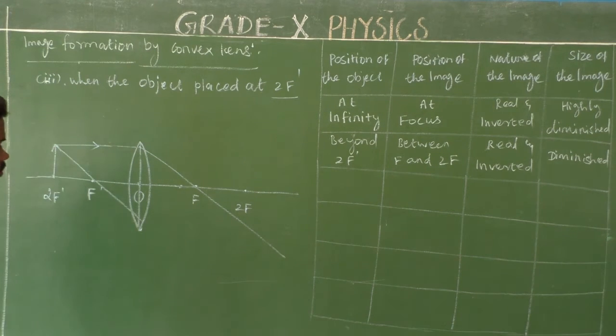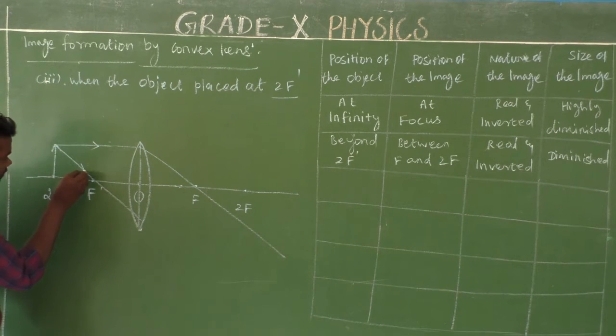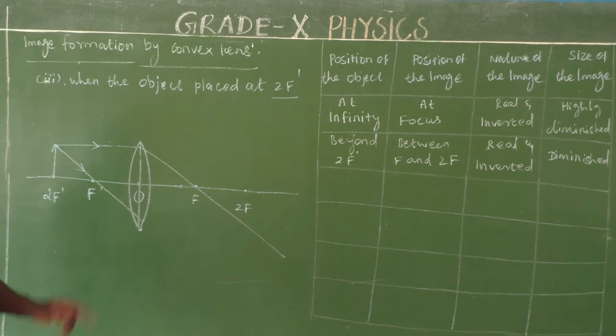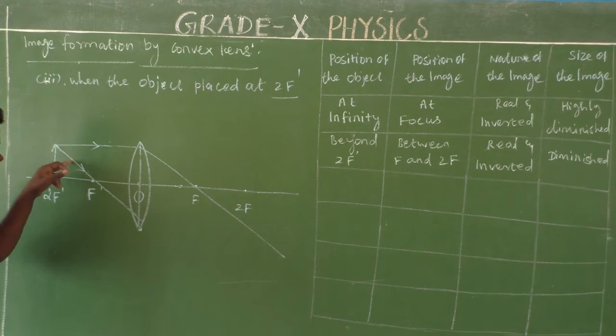Okay, the ray passes through its focus. Where? Focus. So this is the incident ray. Is it clear? Next ray, consider. Next ray also that is coming from the top of the object, that ray of light which passes through its focus.